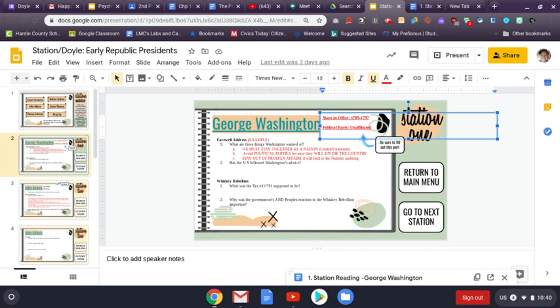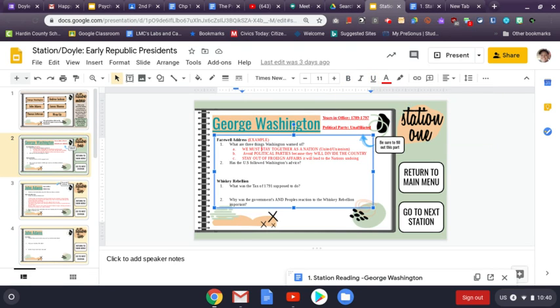Then I want to know their political party. Well, first of all, George Washington didn't have a political party. He was unaffiliated. So I went ahead and answered number 1 for you because it was a little difficult to figure out, and I wanted to make sure you understand. So anything in red, you definitely need to read.